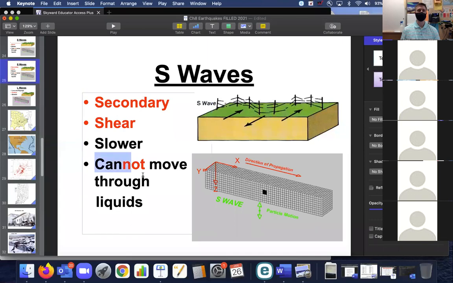Something important to remember for later in the week is that S waves cannot move through liquids. P waves can move through liquids and solids. S waves cannot move through liquids. S waves can only move through solids. Like I said, we'll talk more about it later this week, but I at least wanted you to see this portion.